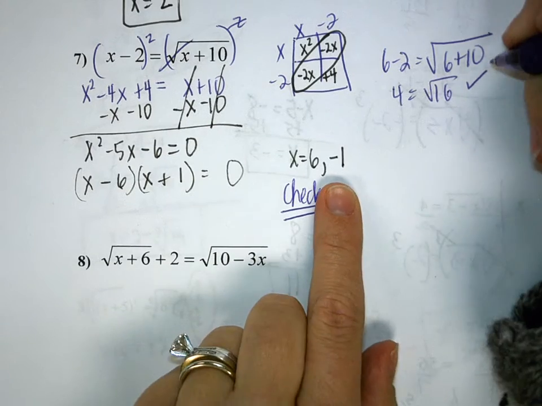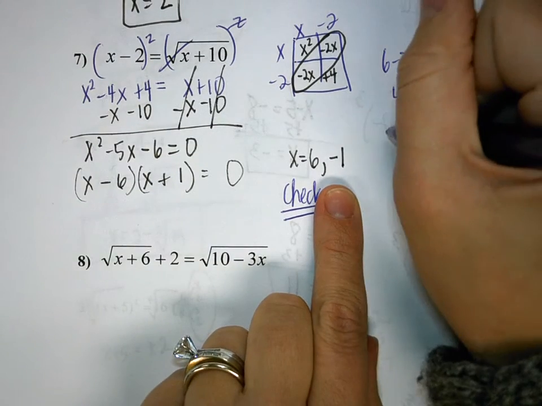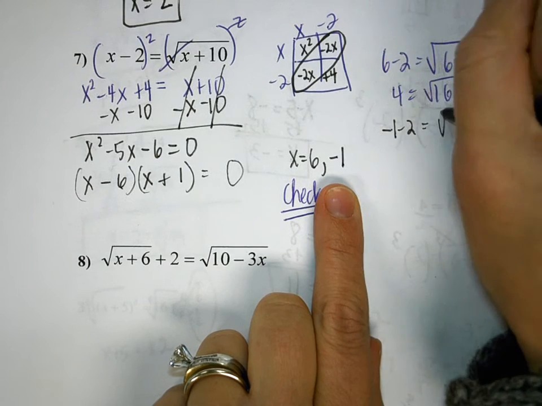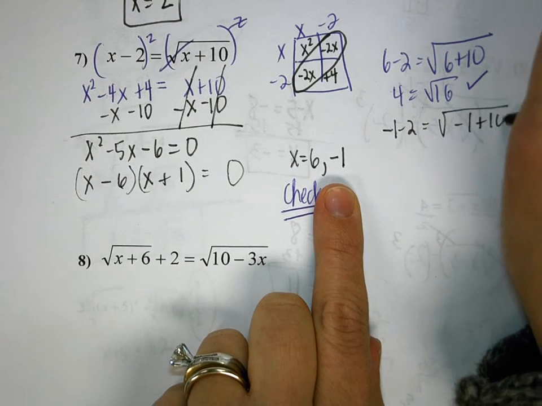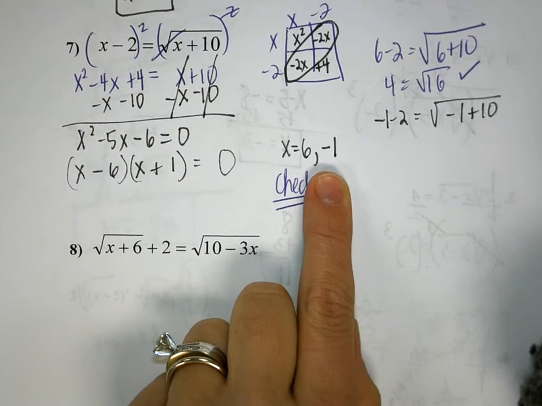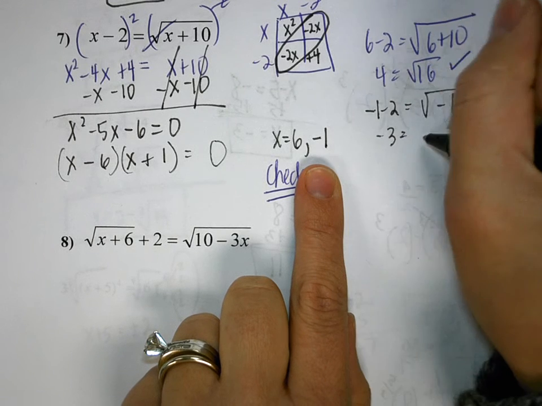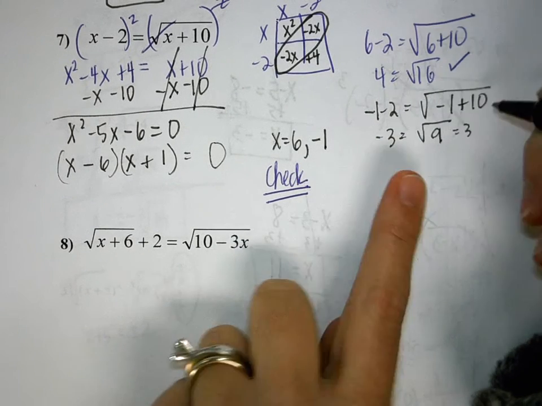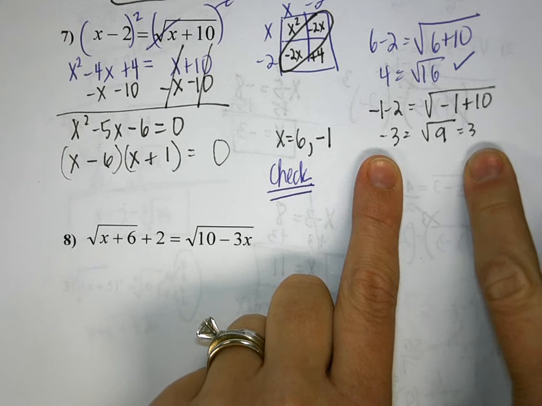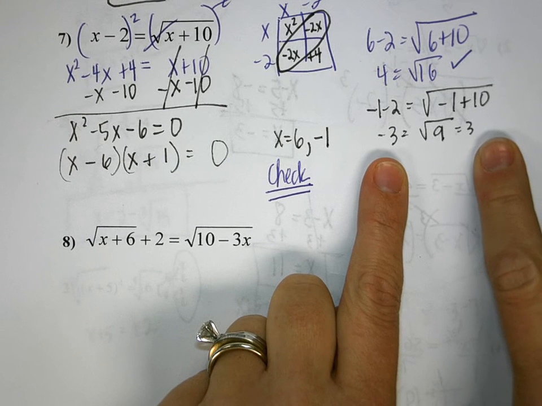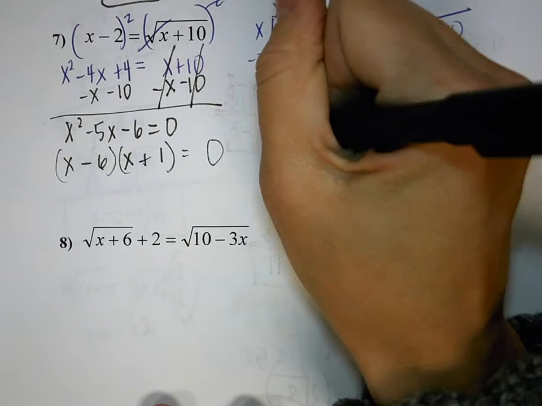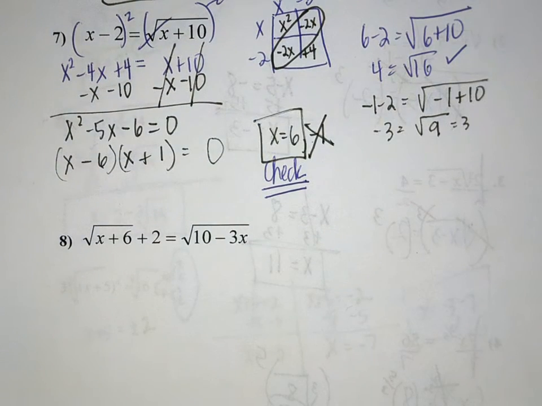Now let's check negative 1. So we have negative 1 minus 2 equals the square root of negative 1 plus 10. Negative 1 minus 2 is what? And then we get the square root of 9. And the square root of 9 is 3. Are those the same? Negative 3 and 3, they're the same? No, negative 3 and 3 are not the same. So negative 1 doesn't work, so my only answer is 6.